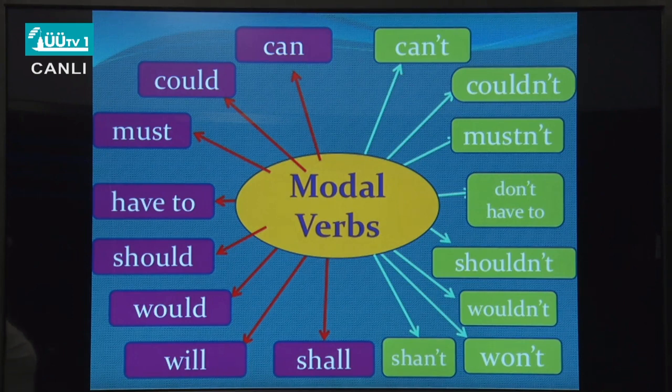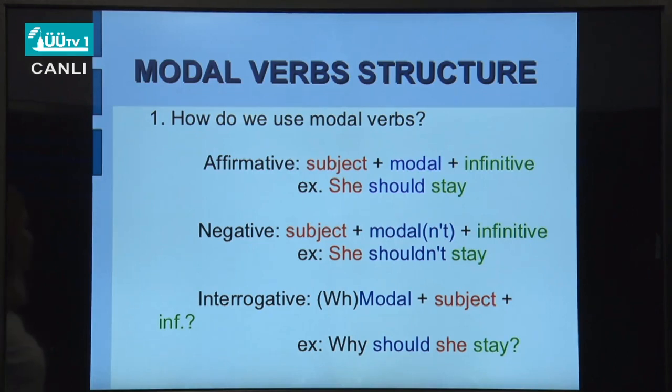So as you see, we have a lot of modal verbs and they are having different usages. Like you can use them for possibility, you can use them for giving advice, you can use them for different types of things. So what are modal verbs? How do we use modal verbs?